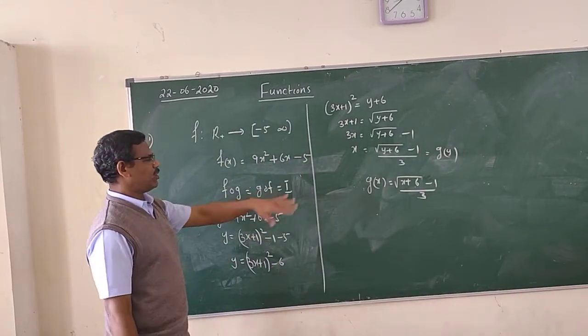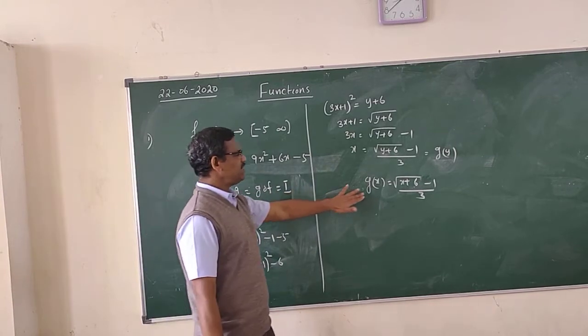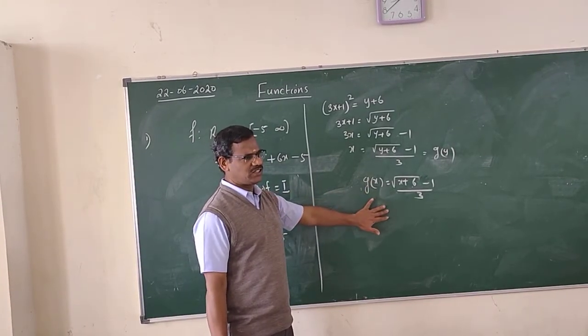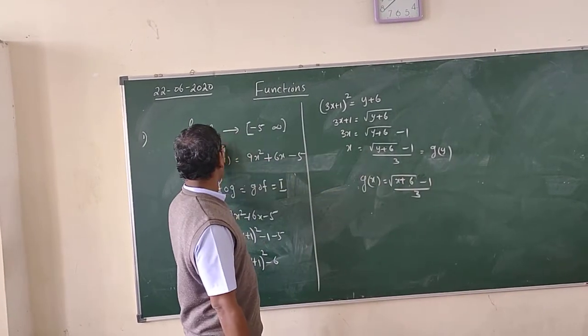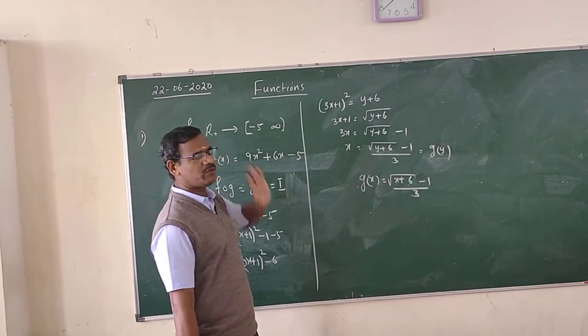Now let us think about whether this g always exists or not, as per the domain and codomain given to us.